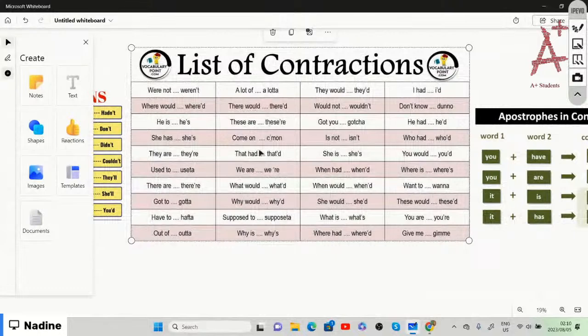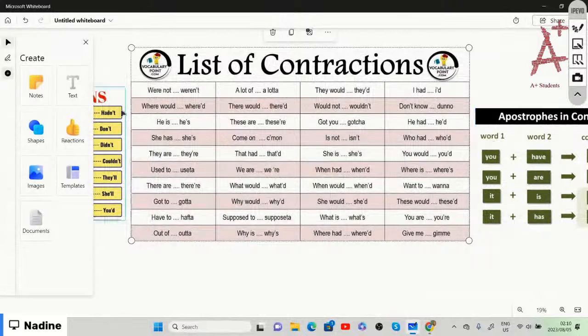But remember, contractions are used more whenever we write informal language, or informal writing. They would is written as they'd. I had will be I'd. So we can say I'd is the contraction of I had.